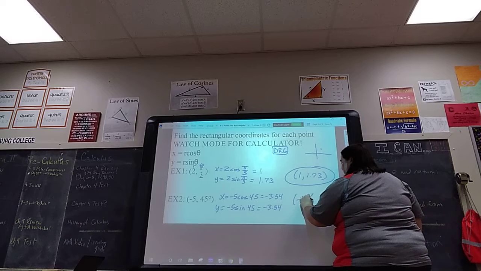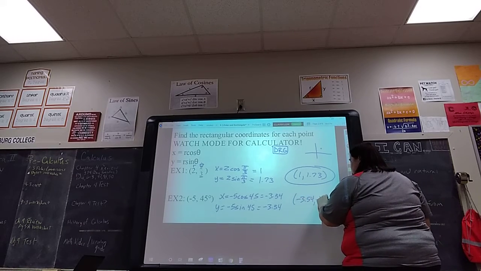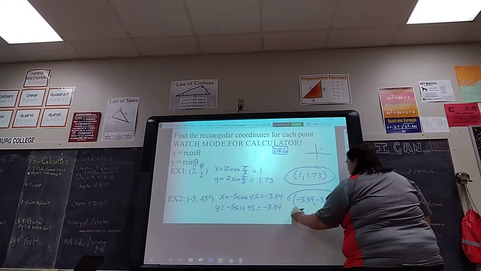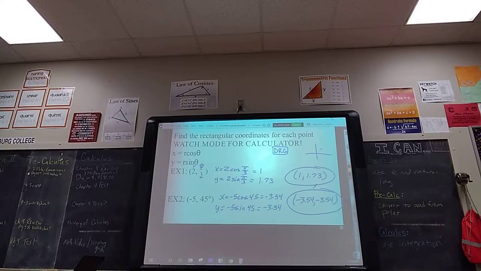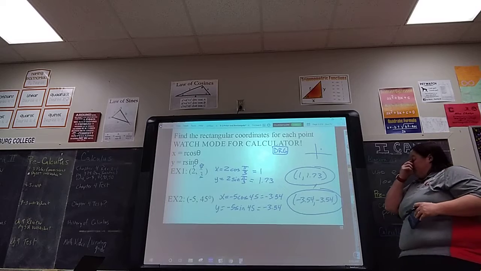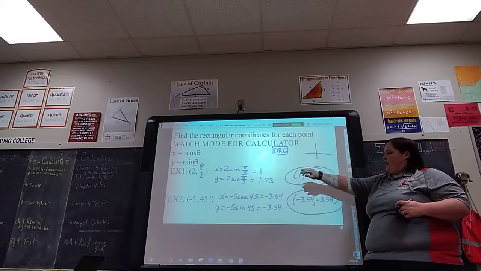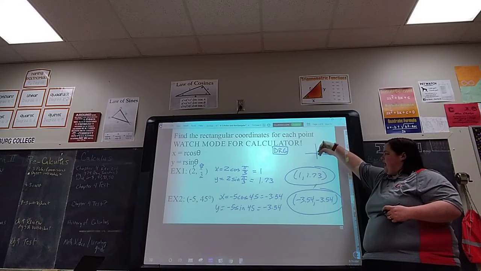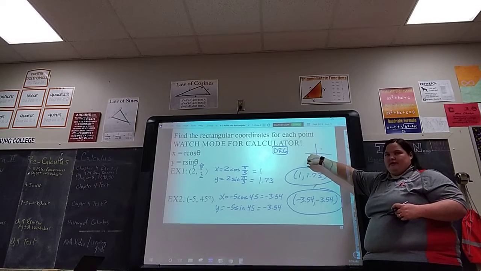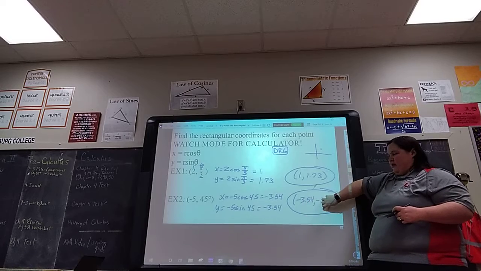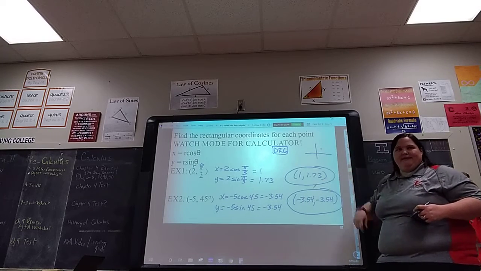So again, our final answer, write it as a coordinate. And that makes sense because if you think about where that point would have been plotted, we would have rotated the 45, but then to get -5 would have counted backwards. So it would have been down here in quadrant 3. So again, for our x and y to both be negative, it has to be in quadrant 3.